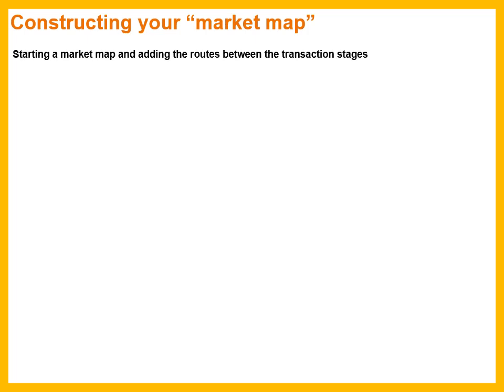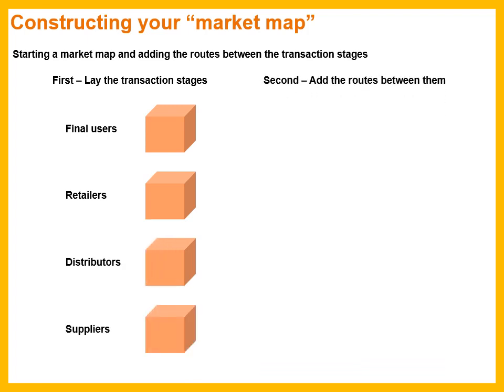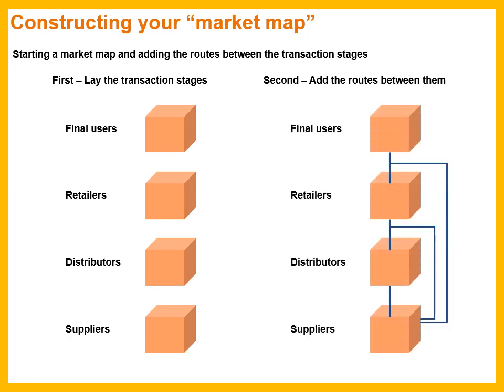Starting a market map and adding the routes between the transaction stages. First, lay out the transaction stages: final users, retailers, distributors, suppliers. Second, add the routes between them: final users, retailers to the suppliers, distributors to the suppliers.